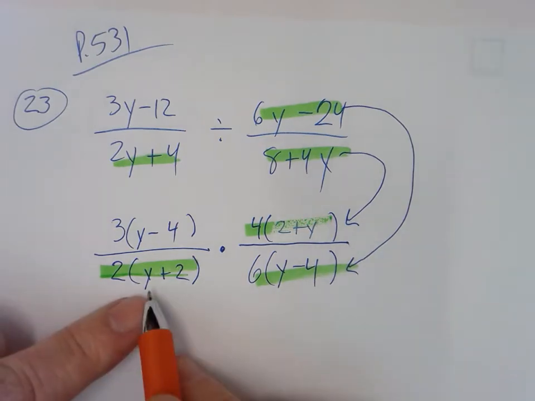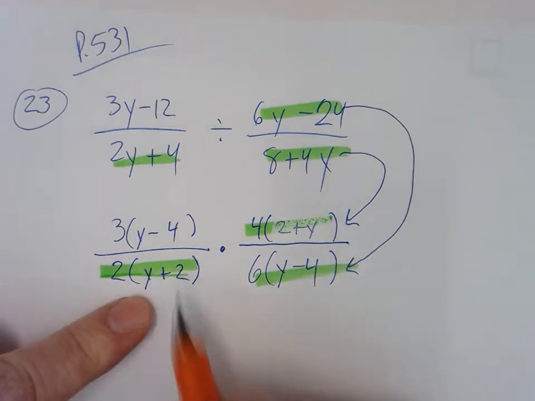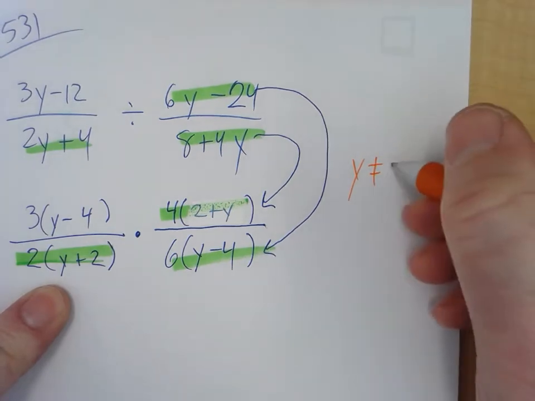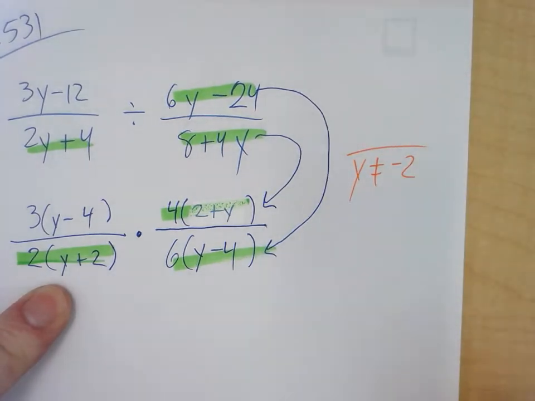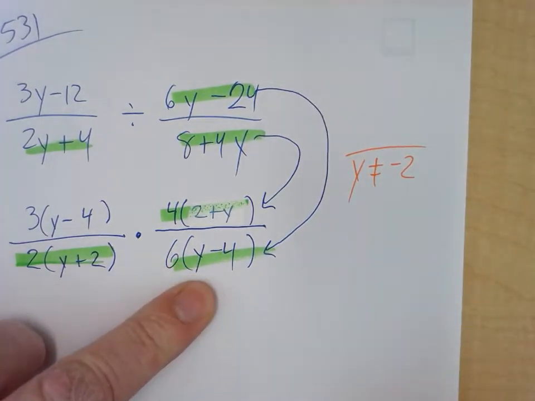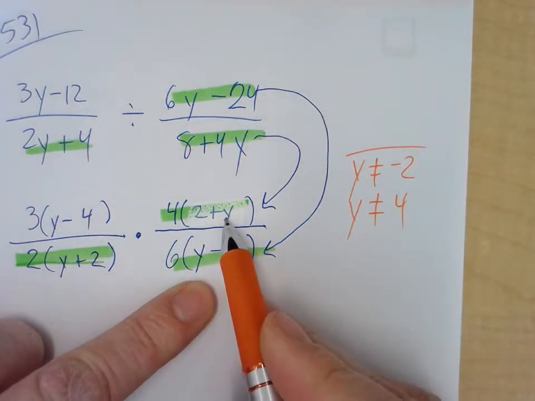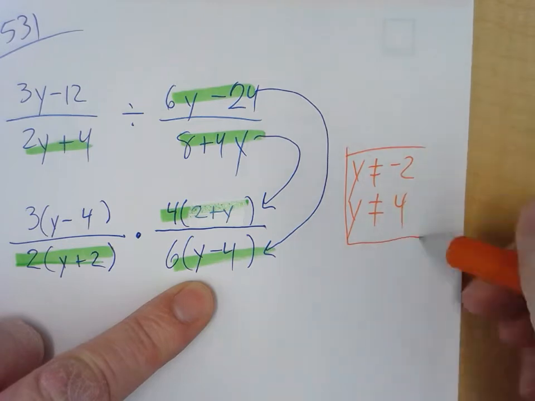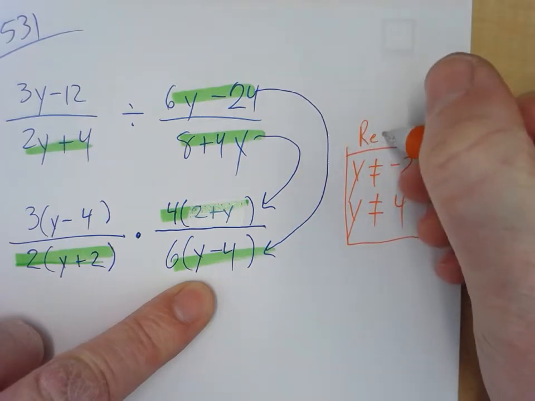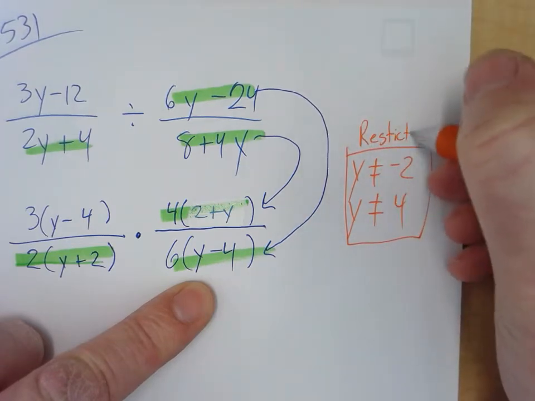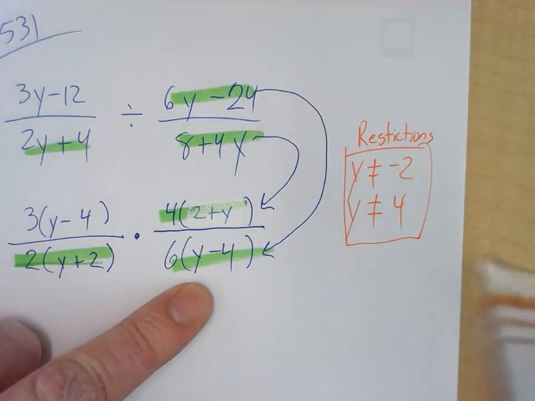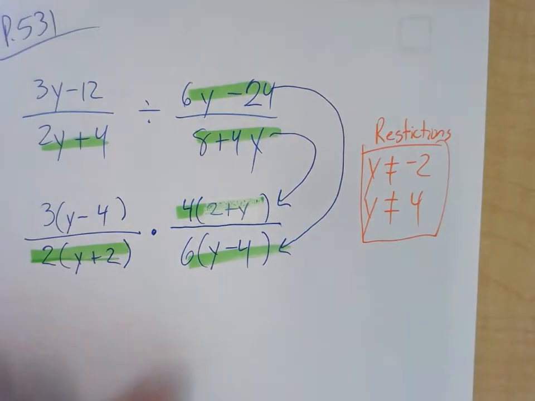So how about negative 2? Negative 2 plus 2 would be 0, so y cannot be negative 2. That's my first restriction. How about 4? Y cannot be 4. And then negative 2 again. So those are the 4 restrictions. Or 2 restrictions, why did I say 4? From the 3 places. And now we can start hacking things away.